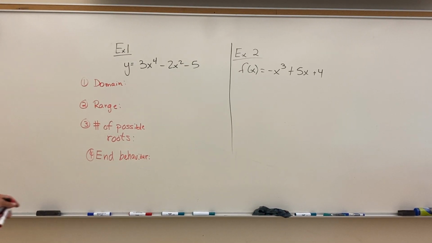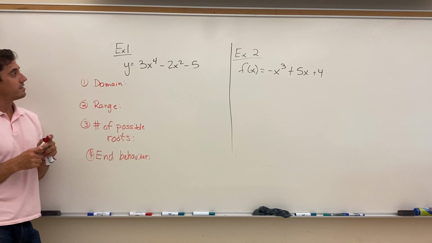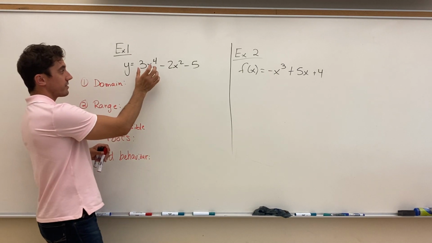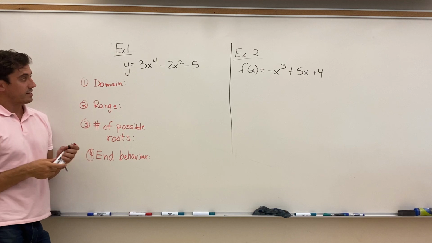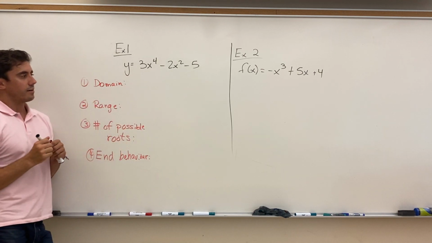Good afternoon, everyone. Today we're going to do two examples of looking at the characteristics of different polynomials. So our first one, we're going to have a degree 4 polynomial. We see that it's degree 4 necessarily because the highest exponent on any of the terms is a 4.